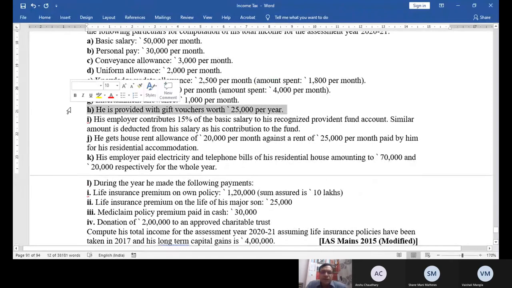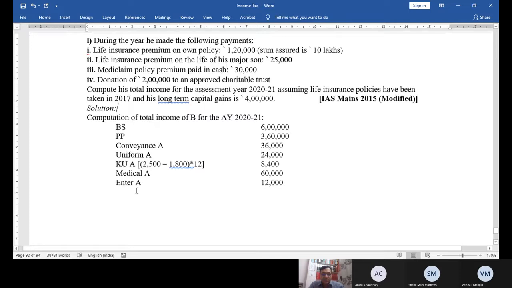He is provided with gift vouchers worth ₹25,000. It is a gift in kind, and do you remember gift in kind is exempt up to ₹5,000. It is not cash because it says worth. I have been given some vouchers from which I can purchase some products, so it is an in-kind gift. 5,000 is exempt. So how much gift is taxable? So I'm discussing basically the salary chapter.